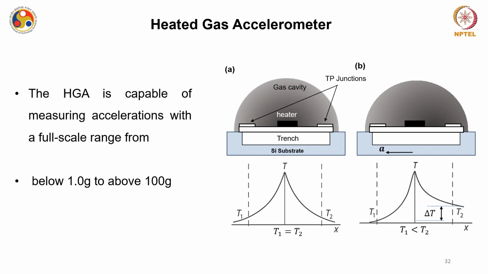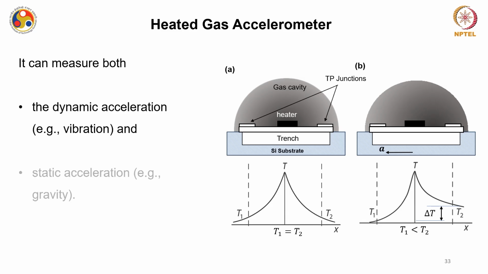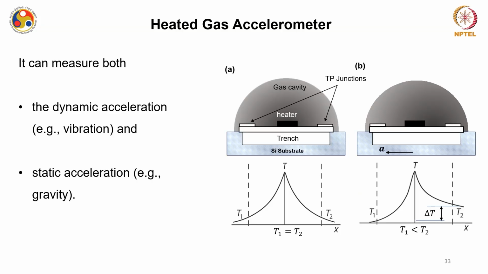The HGA, this kind of device, is capable of measuring acceleration with a full scale range from even less than 1 g to anything above 100 g. However, for shock and other things, you have seen that it can absorb very high levels of shock, and acceleration of the order of 50,000 g is also possible with this kind of device. So the advantage of the HGA is that this kind of device can measure both dynamic acceleration, by which I mean mostly vibrations, and it can also measure static acceleration or gravity.